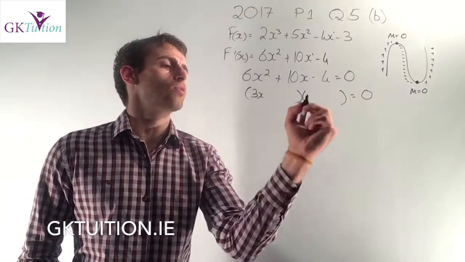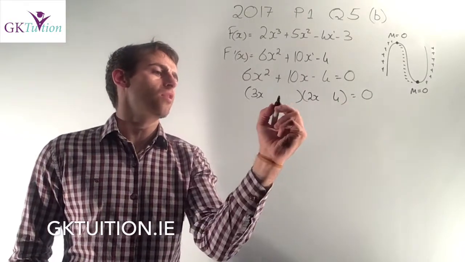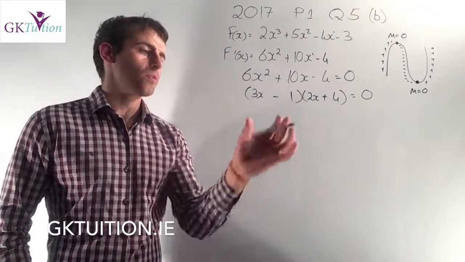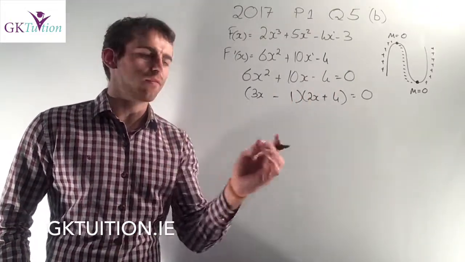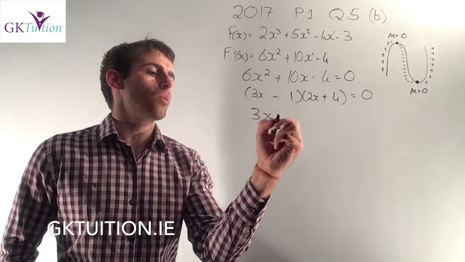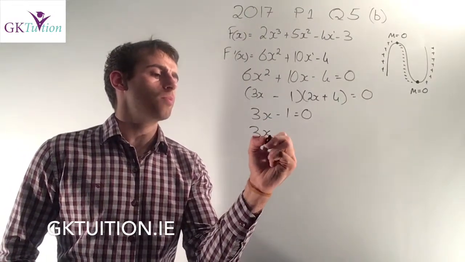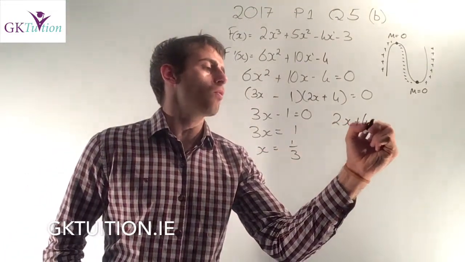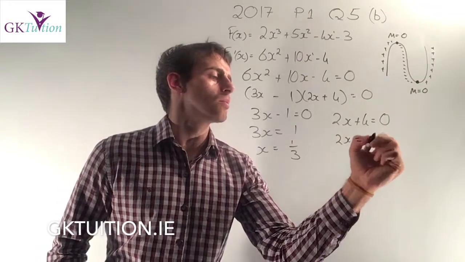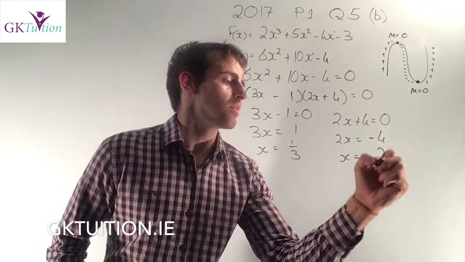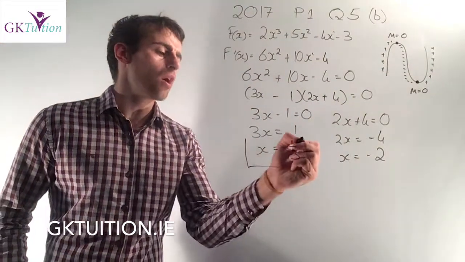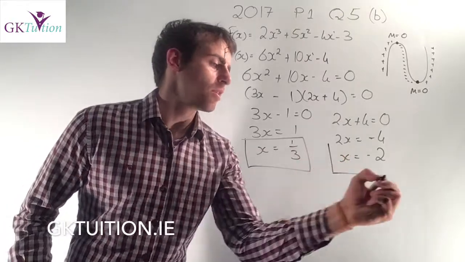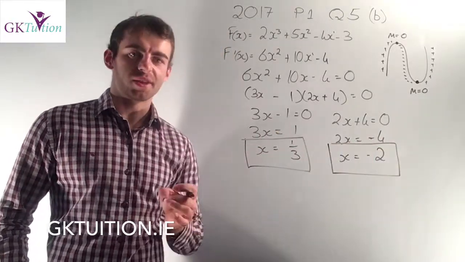So I can factorize my quadratic equation, and the factors in this case are going to be 3x minus 1 and 2x plus 4 equals 0. So these are my two factors, and now I can find the corresponding x values. So I can say that 3x minus 1 equals 0, which means 3x equals 1, which means x is 1/3. Or I can say that 2x plus 4 equals 0, which means that 2x equals minus 4, which means x is minus 2. So in other words, I know that a turning point exists when x is 1/3. And I know that a turning point exists when x is minus 2.